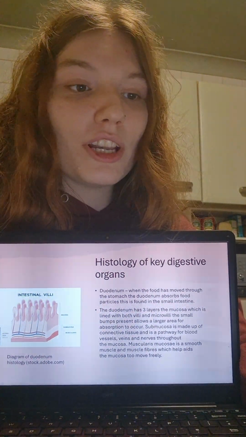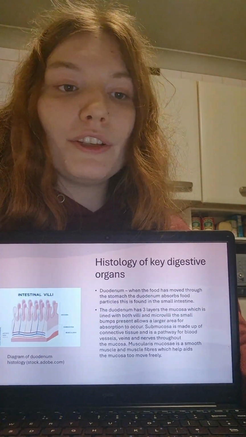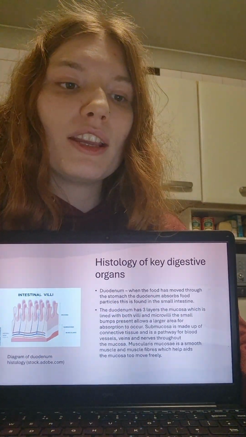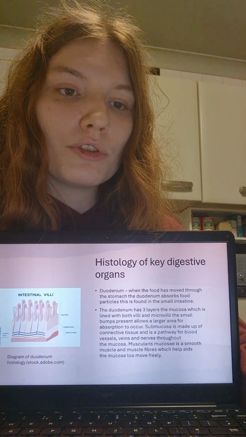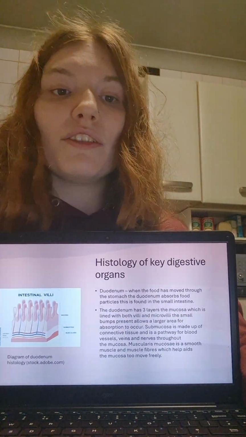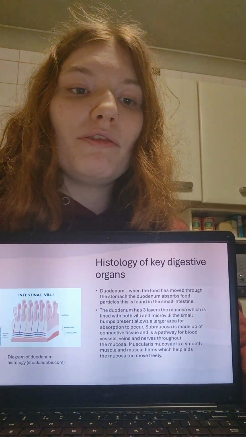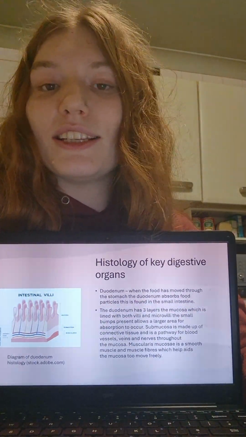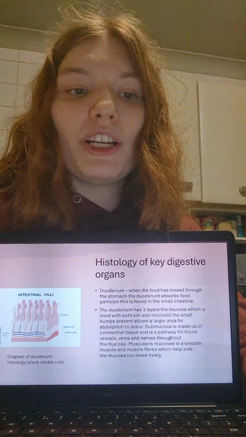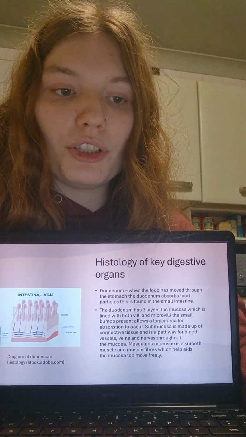The histology of the duodenum. The duodenum is where the food is stored. The duodenum has 3 layers, which consist of the mucosa, which is lined with both villi and microvilli. These are small bumps which allow a larger area for absorption to occur.